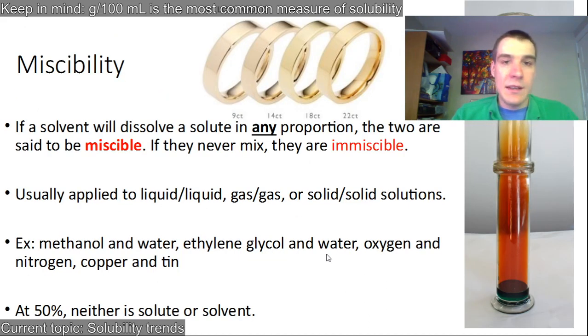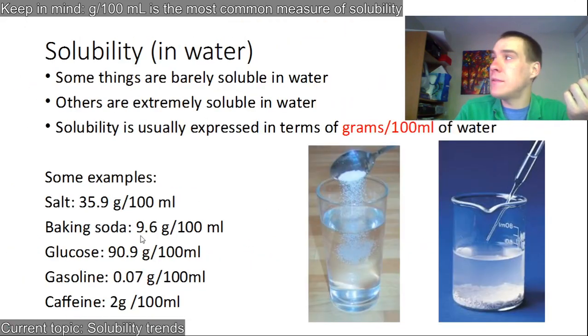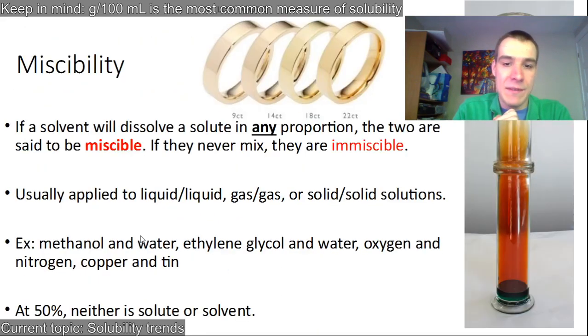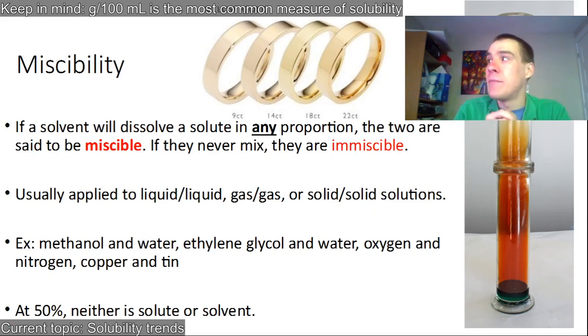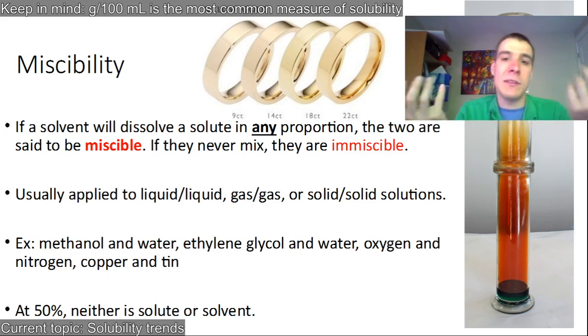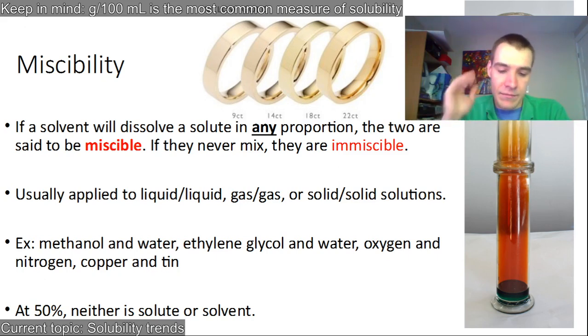Alright, so that's that. Now, what if something can mix in any proportion? What if grams per 100 mils doesn't work anymore? What if it's liquids and liquids? What if it's gases and gases? What if it's metals and metals? Well, if you can mix in any proportion, it's miscible. So miscible means you can mix them in any amount you want. You can have, for example, alcohol and water. In your first aid kit, you probably have some 70% alcohol in water. You can have 99% alcohol in water. You can have 10% alcohol in water. You can have any proportion of alcohol in water.